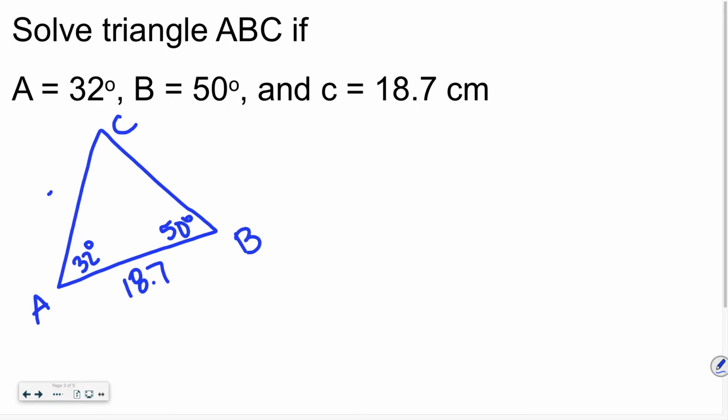Now, it looks like we have two angles with a side in between. So we say that this is our angle side angle scenario, okay, which we know is something that we can use the law of sines for. Okay. So step number 1, get out your calculator and make sure that it is in degree mode.